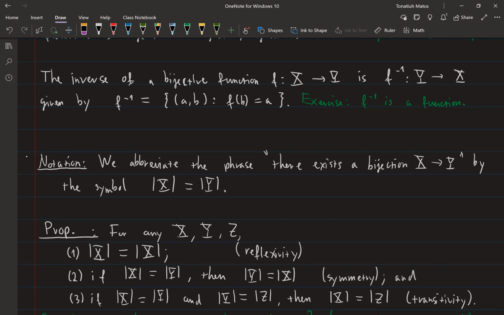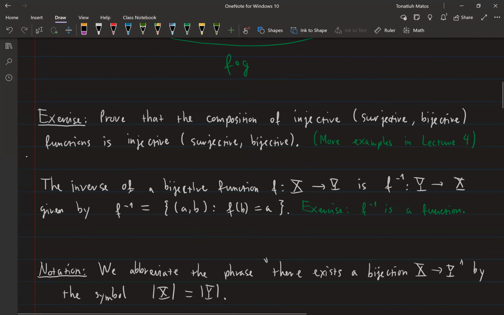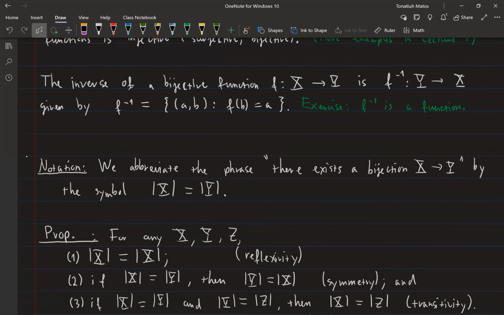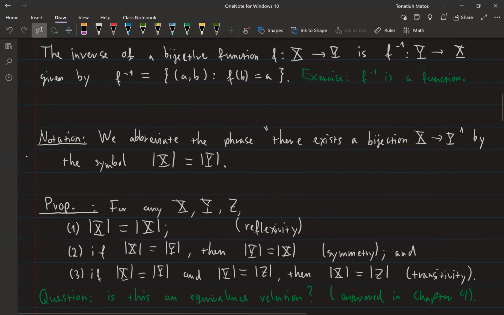And why would the composition be a bijection? Well, I didn't prove it in this lecture, but everything you need is already in these notes, right? In fact, it is an exercise here somewhere, that the composition of bijections is bijective. So of course you would have this. Now, it would seem that we just proved that this symbol that I just introduced to you is reflexive, symmetric, and transitive.